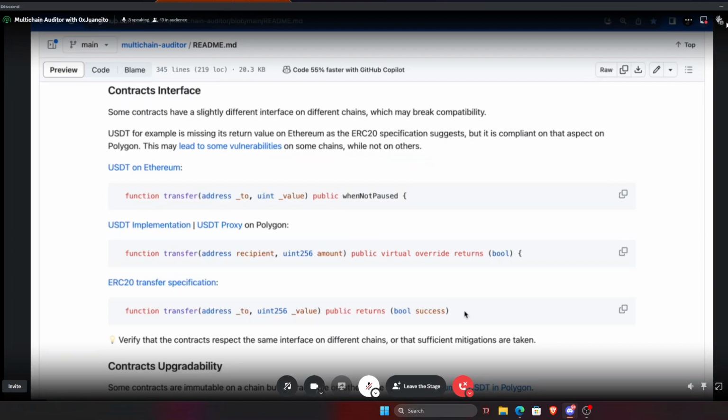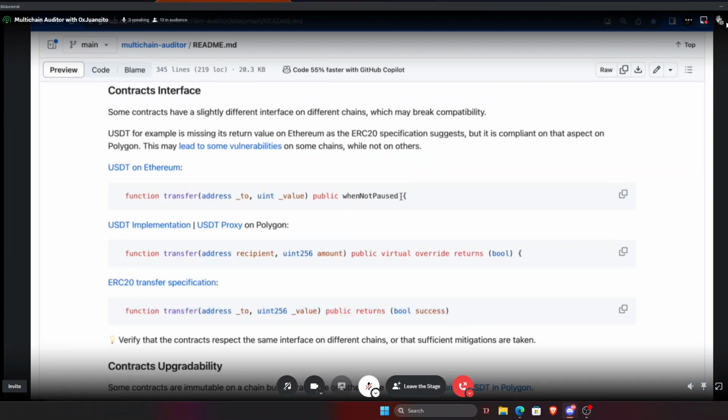This might not seem very important, but if you're using some interface like interface ERC20, you might interface it like this.